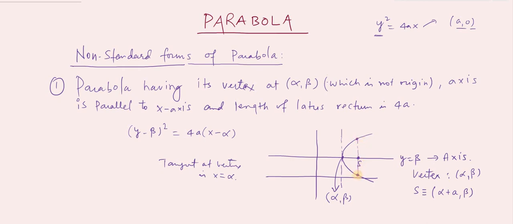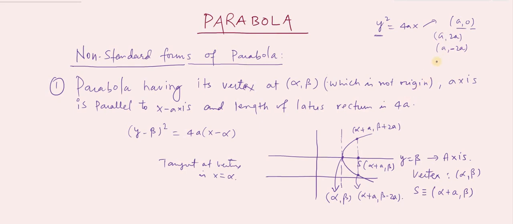Extremities of latus rectum. What will be the extremities of latus rectum? Extremities of latus rectum will be alpha plus a comma beta plus 2a, alpha plus a comma beta minus 2a, because in this case, original case, y square is equal to 4ax, it was a comma 2a, if you remember, a comma 2a, a comma minus 2a.